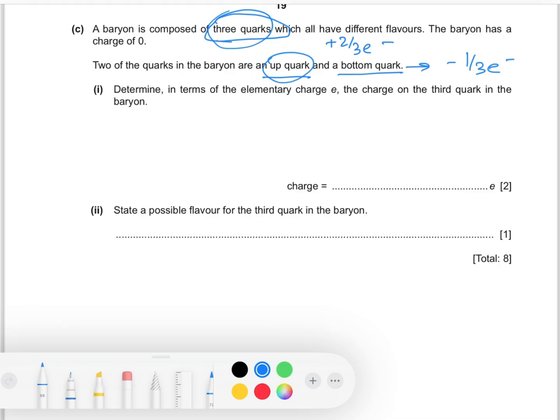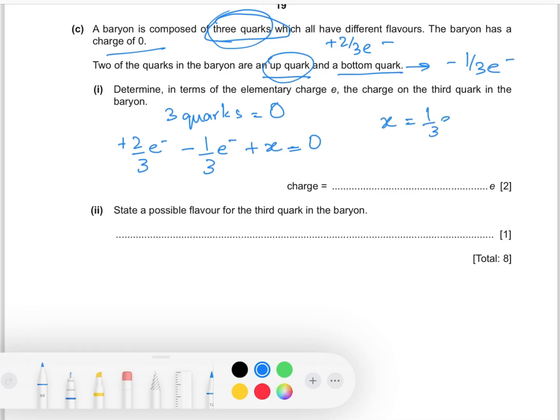So we know there are going to be 3 quarks and the total charge is equal to 0. One of them is an up quark, the other one is a bottom quark, and when you add the last quark, which is unknown, it should be equal to 0. So therefore x is equal to 1/3 minus 2/3 of a charge, and that leads you to negative 1/3 of a charge.